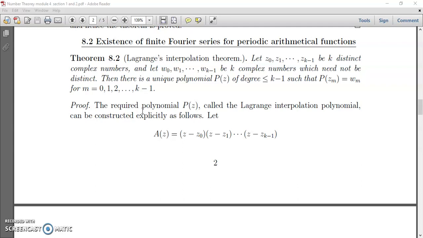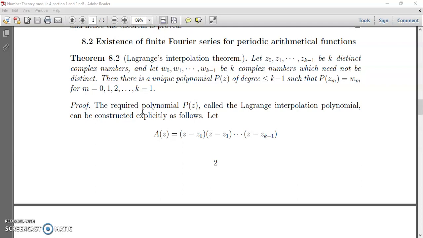I hope you have heard about the Lagrange's interpolation polynomial. This is a polynomial which we obtain by using a given set of points. We can construct a polynomial associated with this set of points, and that polynomial is usually called Lagrange's interpolation polynomial. And this theorem is associated with this. Let us go to the statement of the theorem.